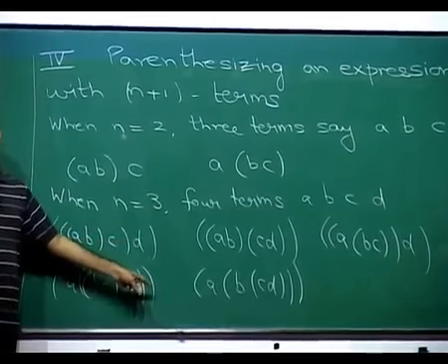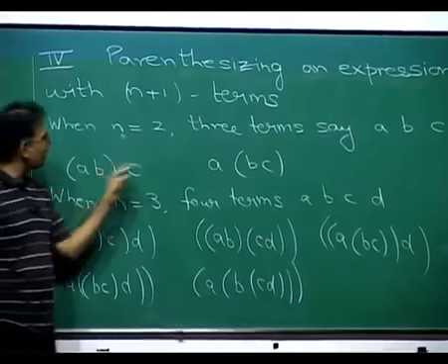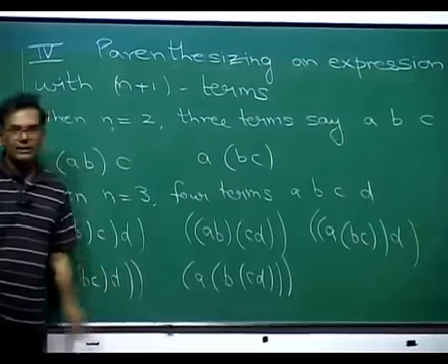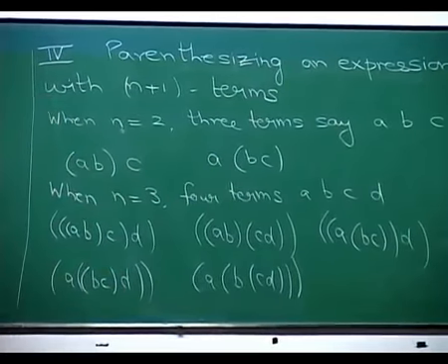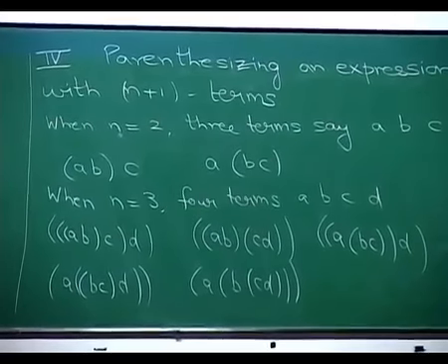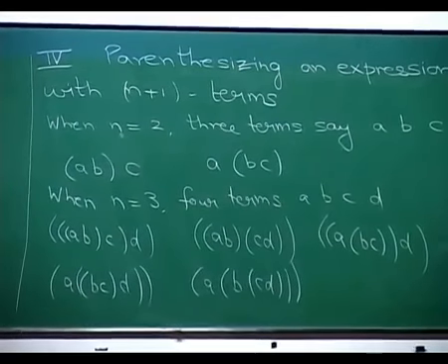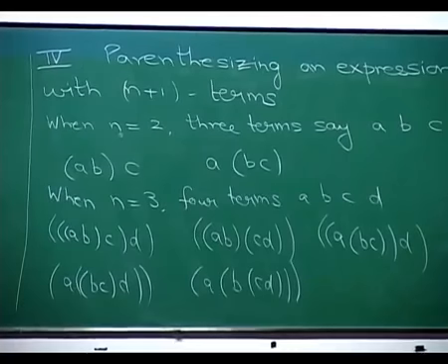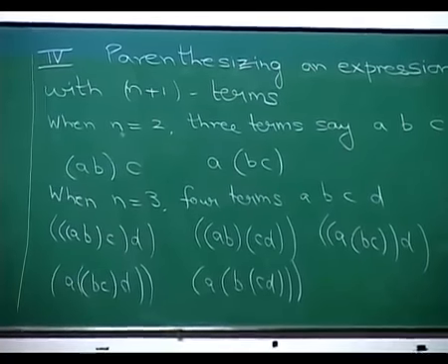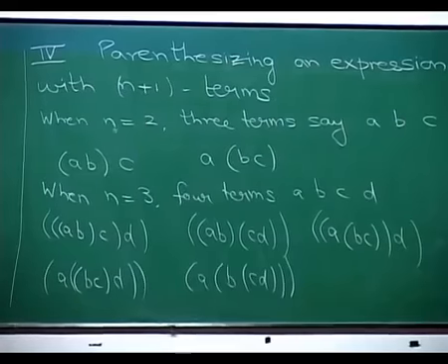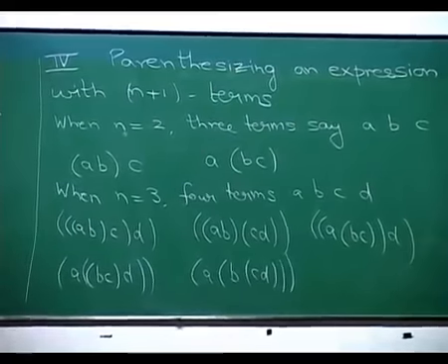Once again, you can do this calculation when n equal to 2, there are 2 ways. When n equal to 3, there are 5 ways. When n equal to 4, which means A, B, C, D, E, if you write down all possible ways of doing it, you count, there will be 14 ways of doing it. So this sequence arises very strangely in all of these problems which don't seem at first sight to have anything to do with each other.